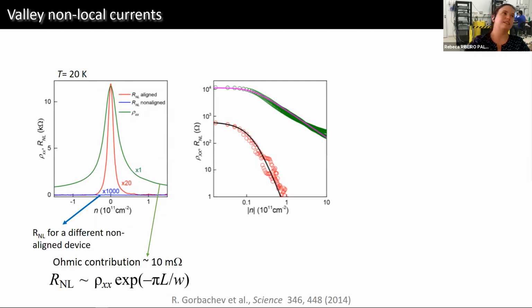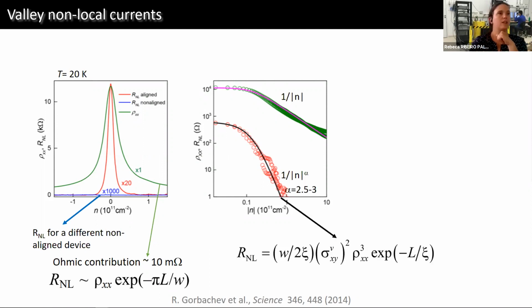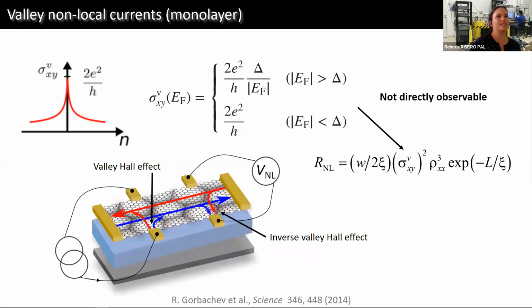Now, if they replot the data as a function of the density, they could observe that the local and the non-local signals have a completely different dependence. The local resistance has a dependence of 1 over n, so 1 over the density, while the non-local resistance, in fact, has a cubic relation with the local resistance. And this, if you remember from the beginning, is what I showed you that we could measure. I'm just going to go back and show you again. I told you that we cannot access this valley Hall conductivity, but fortunately, we can access this non-local resistance, which will give us, in one way or another, access to this valley Hall conductivity.